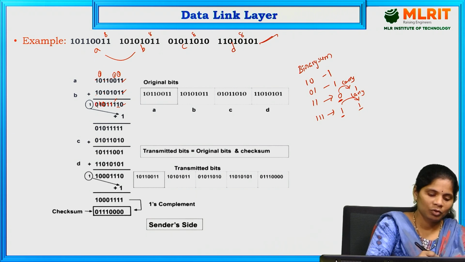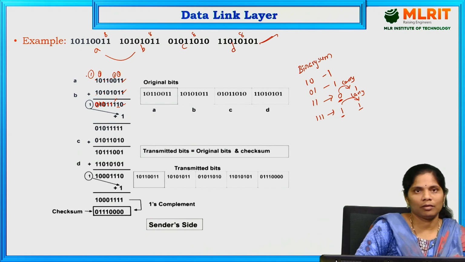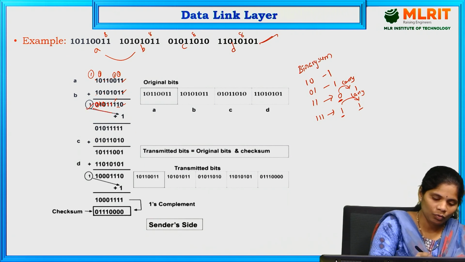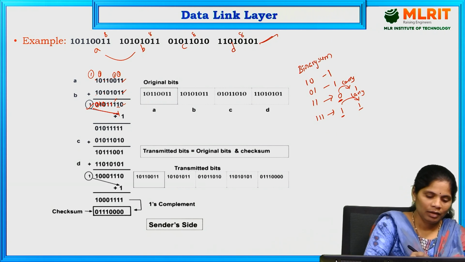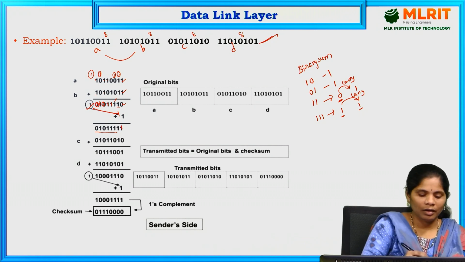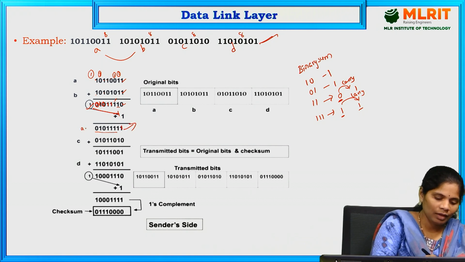1 plus 1 means 0, and 1 is going to be the carry. That carry 1 we have to add with this result, so we are adding it here. Here it is 0 1 1, remaining as it is. And here the A plus B result is completed.